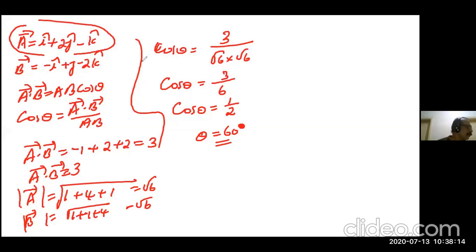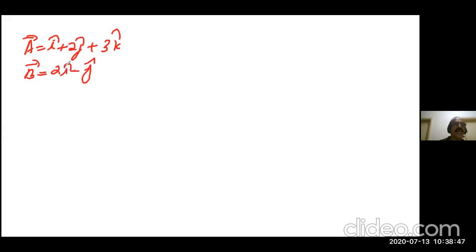Okay, question. Prove that vector A is equal to I plus 2j plus 3k, and vector B is equal to 2i minus j are perpendicular to each other. That means they should be 90 degree.